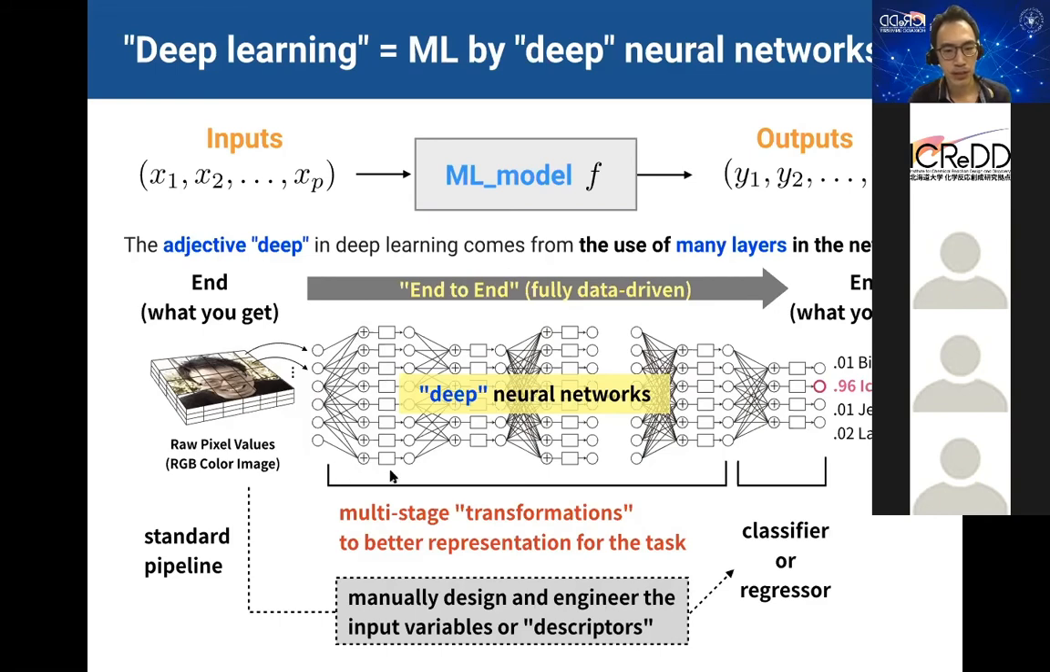And basically, this approximates the transformation of the input representation into a better representation. If we do not use deep learning here, then the standard pipeline is to come up with some input variables, P variables, and we need to manually design nice descriptors or nice input variables, and then we can feed them to the standard machine learning pipeline: extra trees, random forest, or SVR, or something like that.